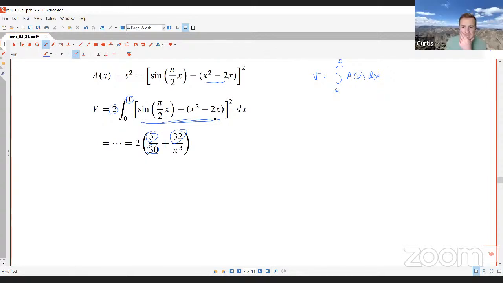Boy, I don't know. I guess I have a quick suggestion. Okay, shoot. So on these, you're given these two functions, and there's nothing wrong at all with the student actually naming those functions. Like they could say, hey, I'm going to say f of x is equal to this sine of pi over 2 times x.